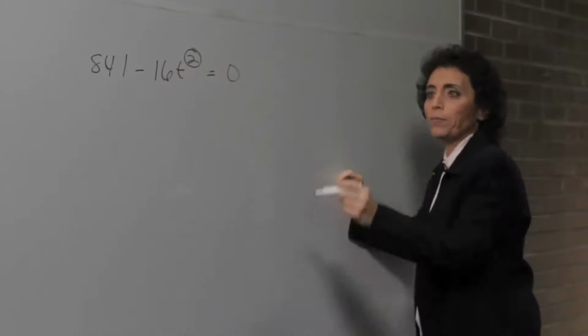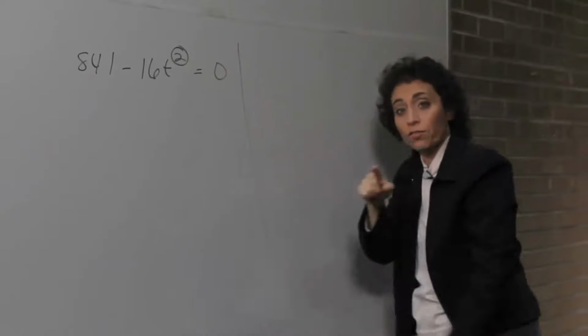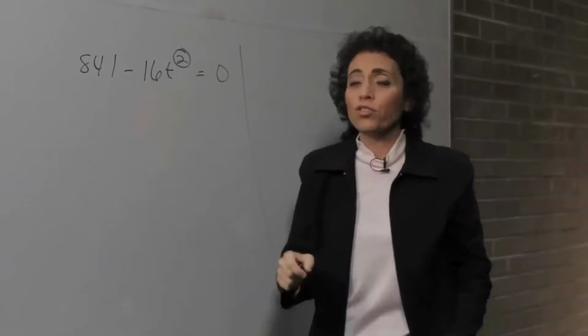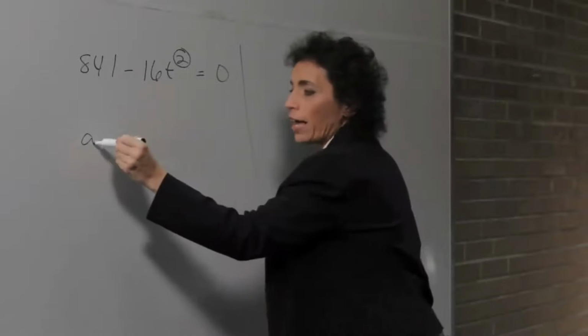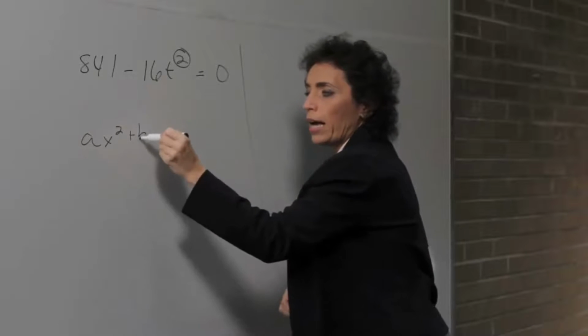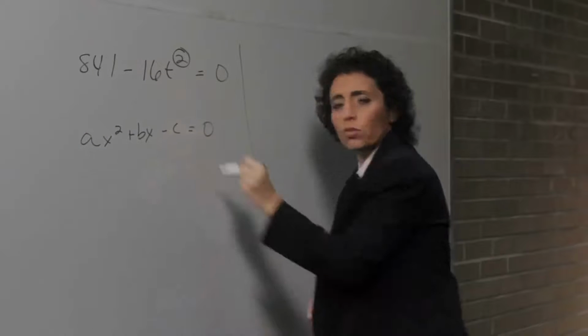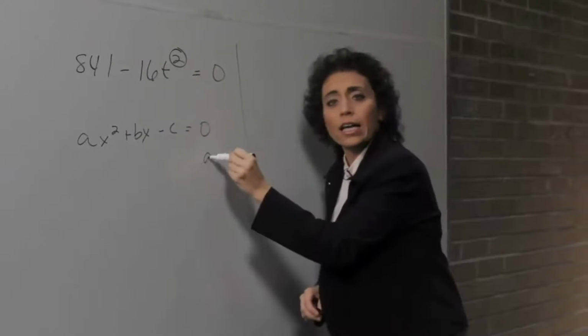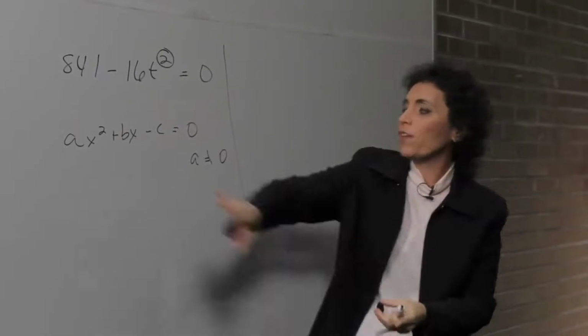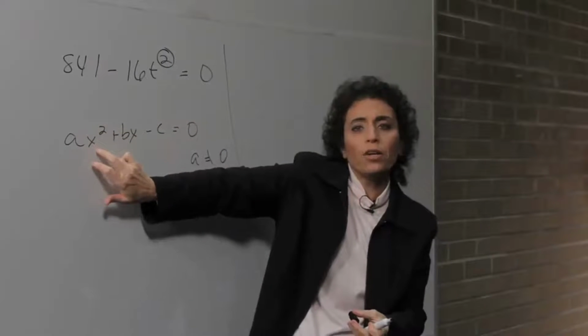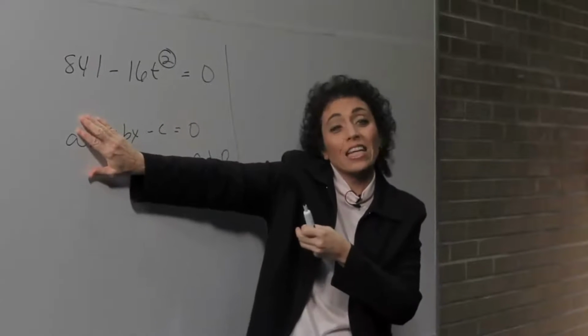So a quadratic equation is defined above. It says a quadratic equation is an equation that can be written in the form ax squared plus bx plus c equals 0, where a cannot be 0. The reason a cannot be 0 is because if a is 0, then this term drops out. It's no longer quadratic. It's then linear again.